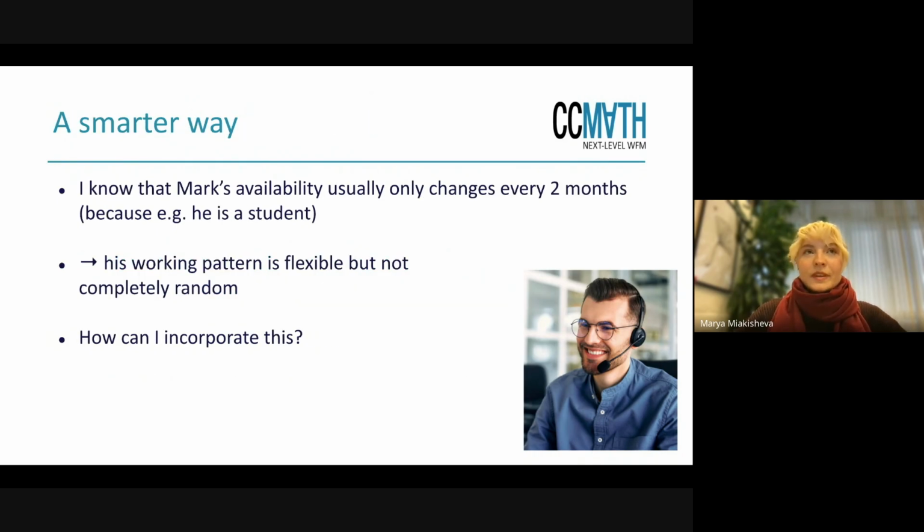Like a lot of you suggested, it depends how many hours he works on Tuesdays, on Mondays, etc. Now let's consider a smarter way to do this. We do that by considering our knowledge of Mark's availability. And we know that usually his schedule only changes significantly about every 2 months. His working pattern is flexible, but of course it's not completely random. It's very rare that agents work randomly, sometimes on Mondays, sometimes on Tuesdays. It usually follows a pattern.